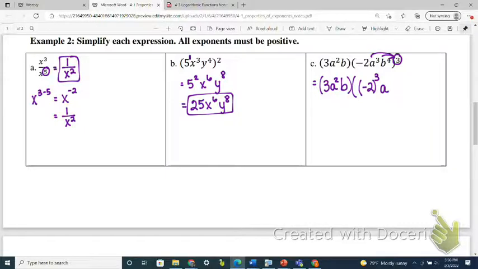So 3 times 3 is 9. B is 4 times 3, so that is 12. So now we are going to simplify this first. So the first parenthesis comes down. Negative 2 to the third is negative 8.